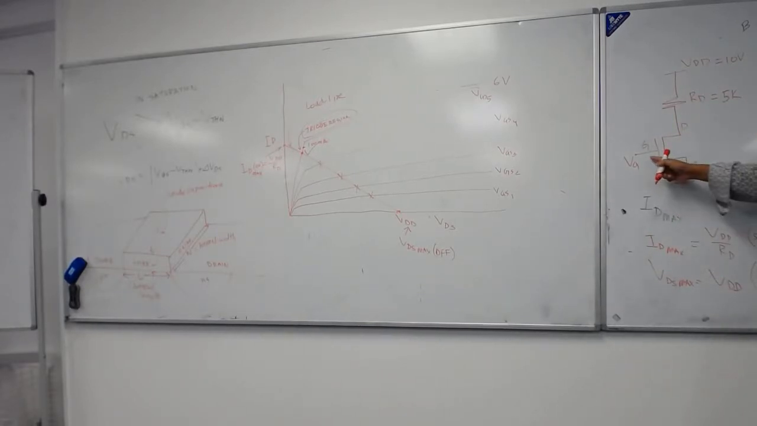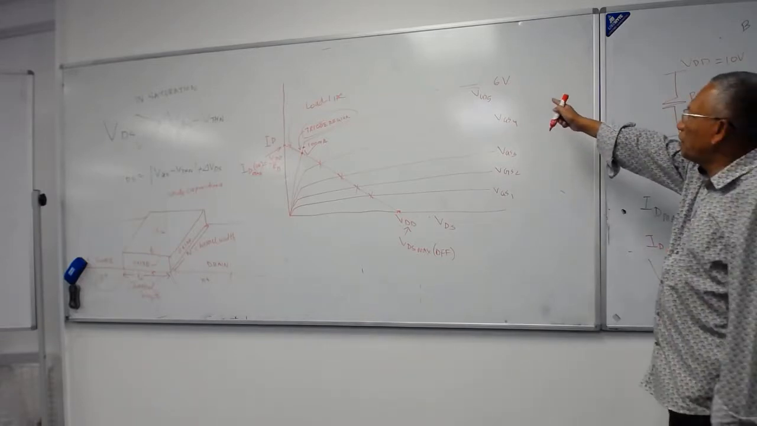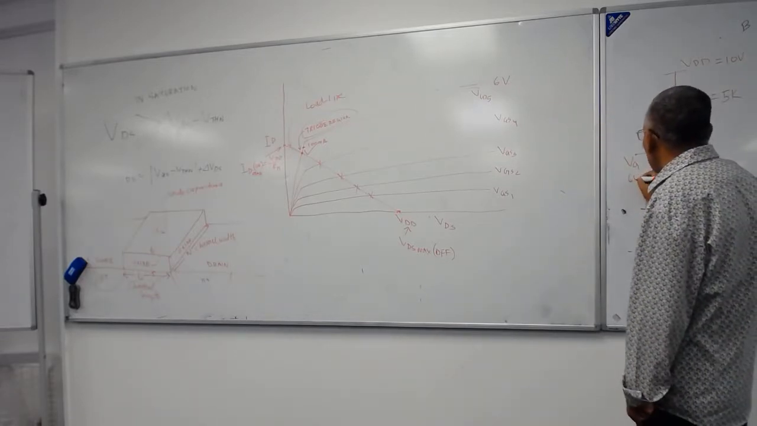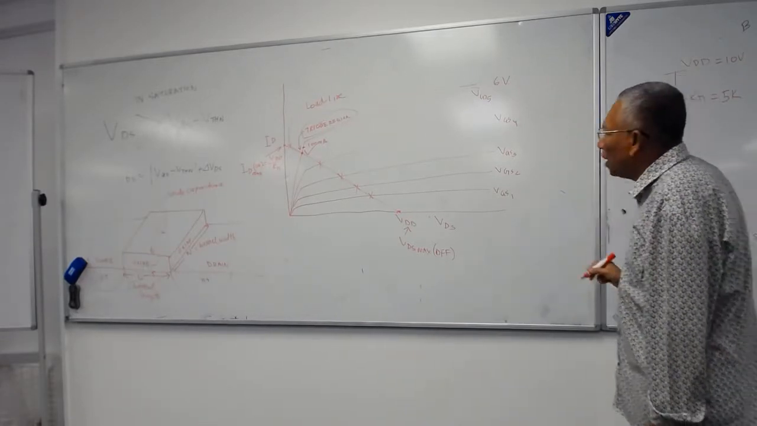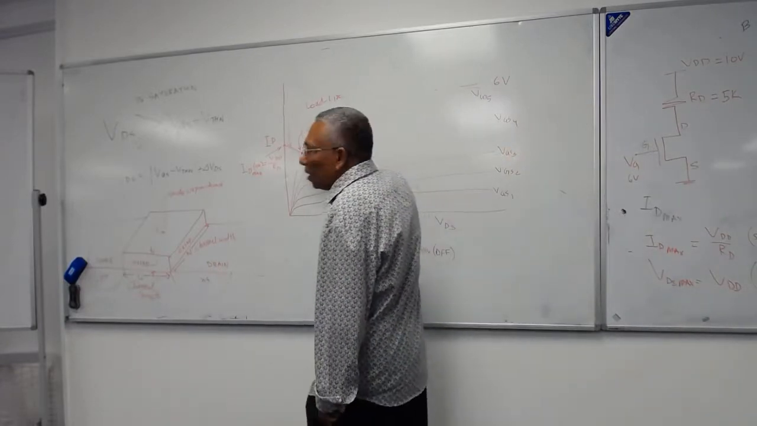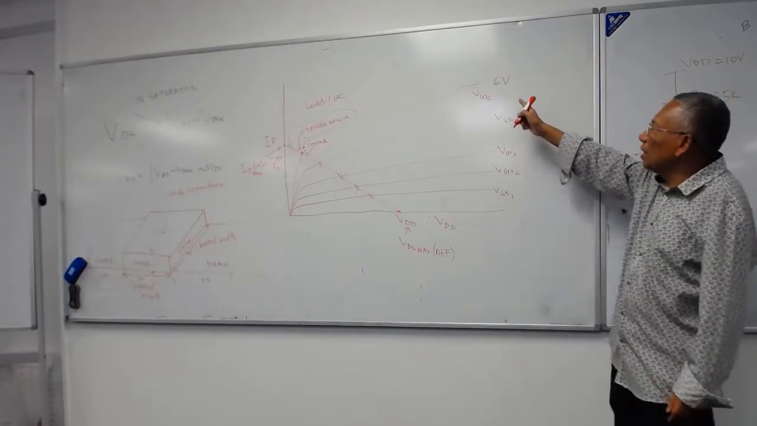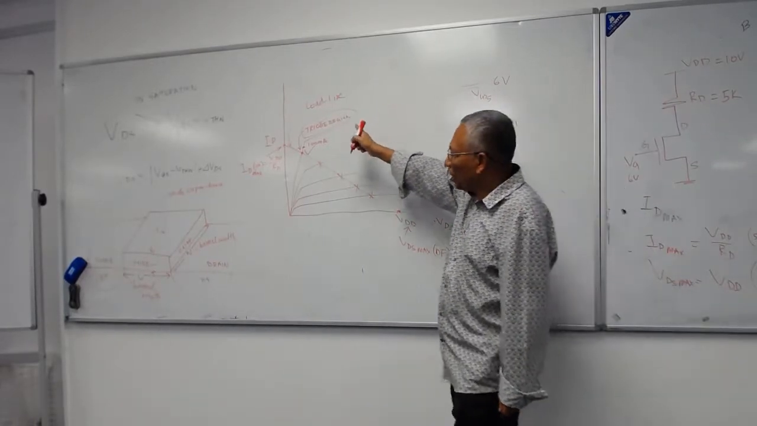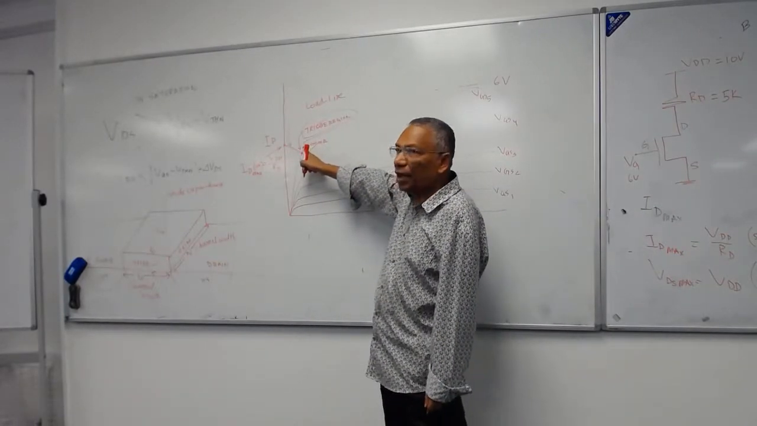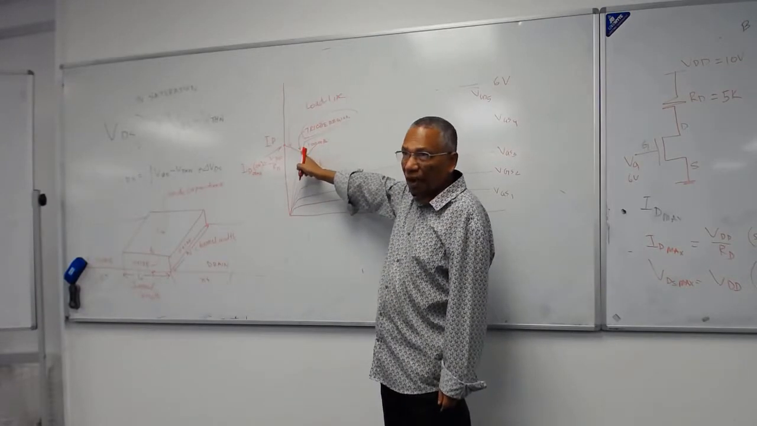Now if you choose a gate to source voltage of 6 volt, then you'll be choosing this line, isn't it? This transistor says at 6 volts, it will provide you 100 milliampere in the triode region, given. Characteristic given, this will produce.